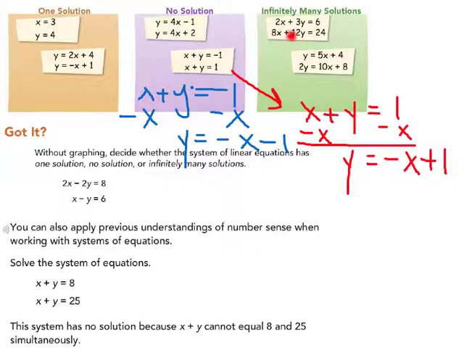Third, we're going to look at infinitely many solutions. I'm going to hop down to this one. This one's a little bit easier to see. If I divide that bottom equation, everything in it, by 2, so I'm going to take 2y divided by 2, 10x divided by 2, and 8 divided by 2 to get my y by itself. I have y equals 5x plus 4.